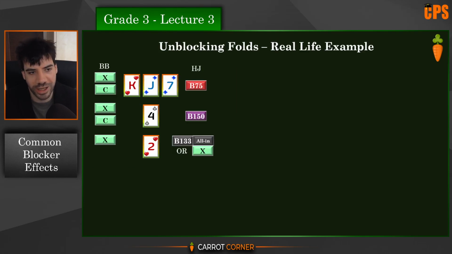We're going to look finally at a real life example. I'm sure you've been waiting patiently for a hand of no limit hold'em to come down in this lecture, so here we go. Big blind plays against hijack here. Check calls the flop and the turn.